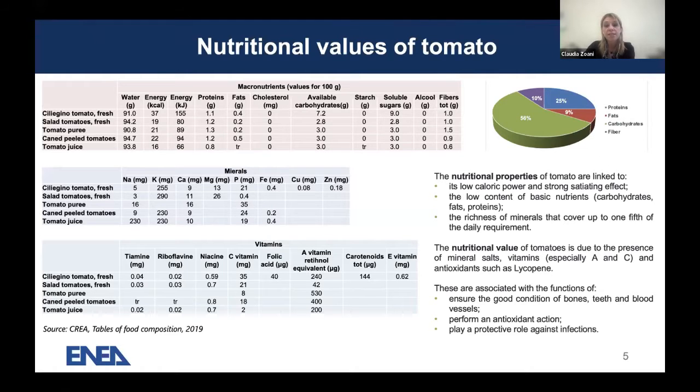What is very important is the presence of minerals, vitamins, mostly vitamin A and vitamin C, and antioxidants, the most important of which is lycopene. And it's associated with beneficial functions for our health and our body, like for instance to ensure a good condition of bones, teeth and blood vessels, and to have antioxidant properties and play a protective role against infections.